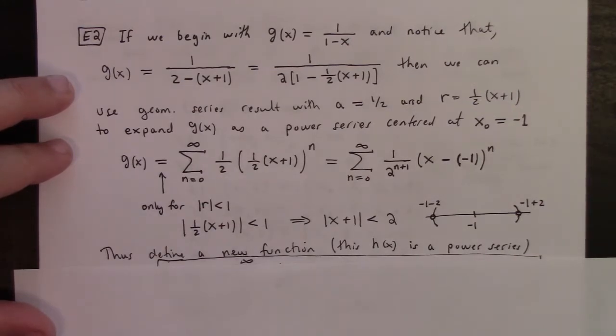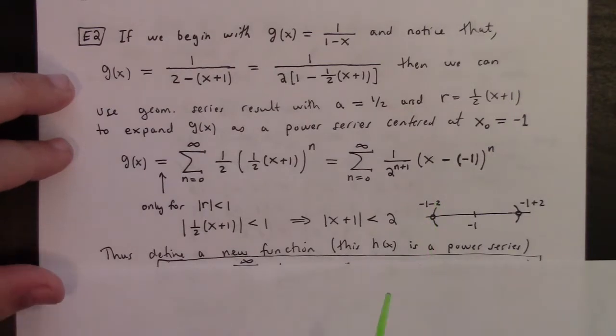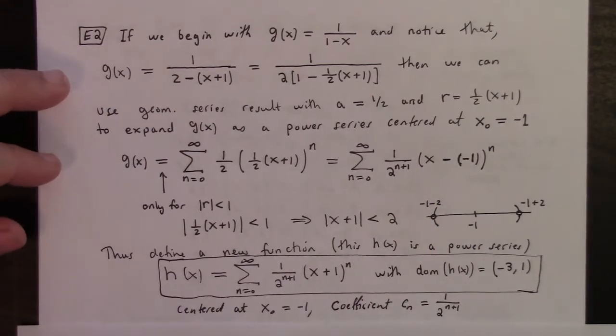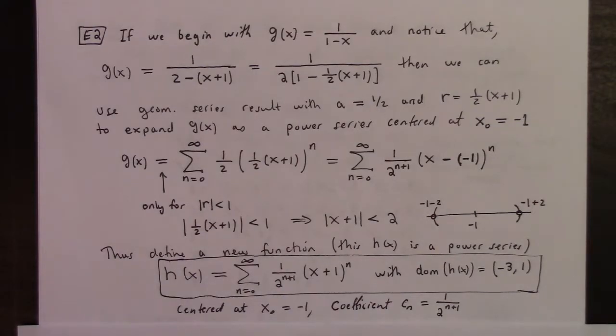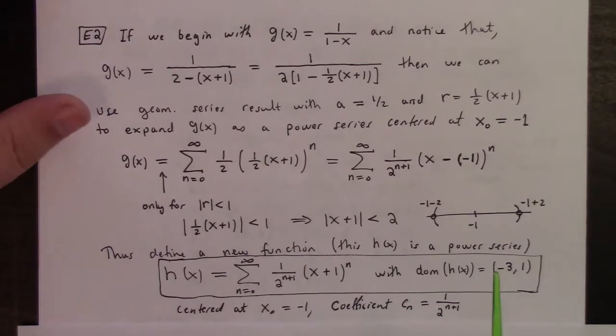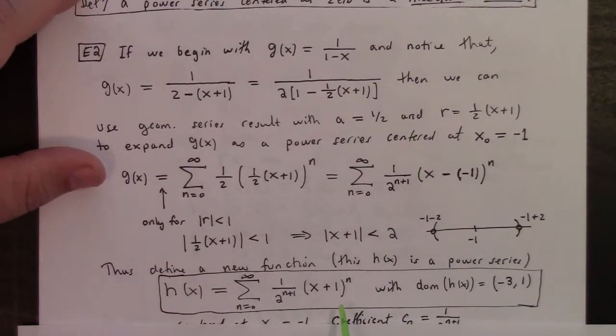And so with all this in mind, I can define a new function, in fact a power series h of x, like that. I can say h of x equals the sum of 1 over 2 to the n plus 1 times x plus 1 to the n. That's a power series. The domain of this power series is minus 3 to 1. And it's got a center at minus 1. Its coefficient is 1 over 2 to the n plus 1. And so this is kind of neat. This is also a power series that's got something to do with that 1 over 1 minus x function, but this one's centered at minus 1, whereas the previous one was a Maclaurin series.